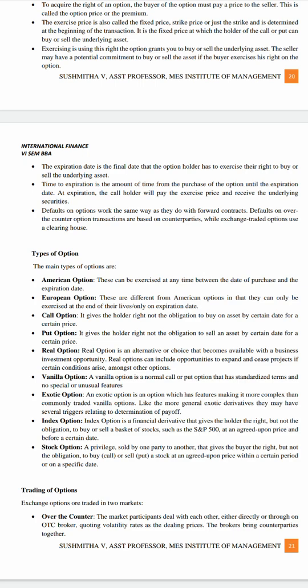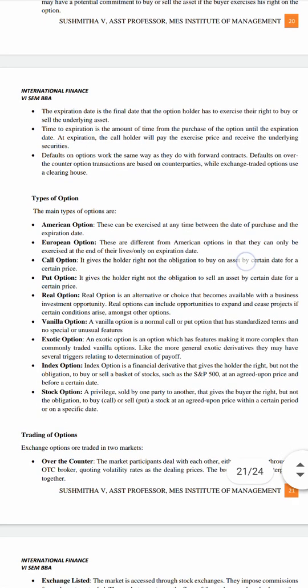And when you have any default, usually options can be over the counter options or exchange traded options. You can expect default in over the counter options, but you can't expect default in exchange traded options.